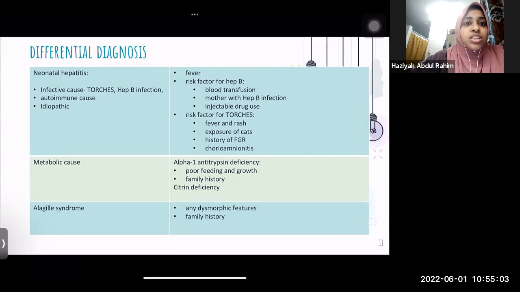Risk factors for TORCH include any rashes, exposure to cats, any history of fetal growth restriction during pregnancy, and history of chorioamnionitis during pregnancy. In terms of metabolic causes, for alpha-1 antitrypsin deficiency, ask about poor feeding and growth, actually in older children, and then ask about the family history. For Alagille syndrome, ask about any dysmorphic features and family history. Next.